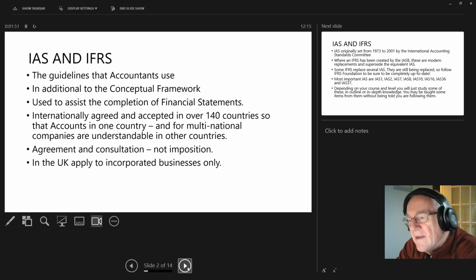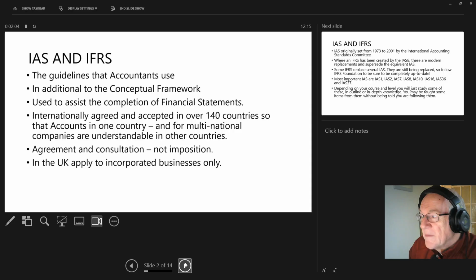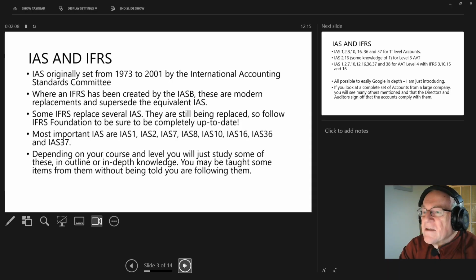In the UK, it applies to incorporated businesses only. Sole traders and partners, yes, we do accounts properly. We still follow guidelines. We still have systems, that's UK GAAP, mentioned again later.